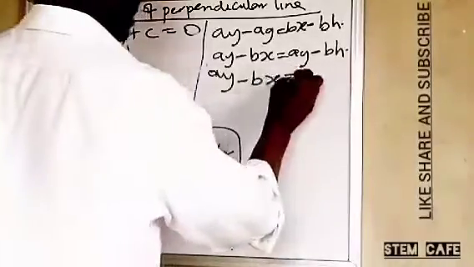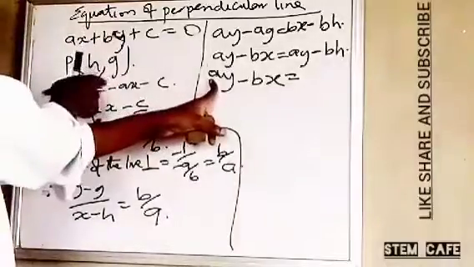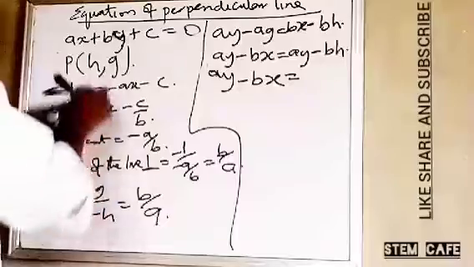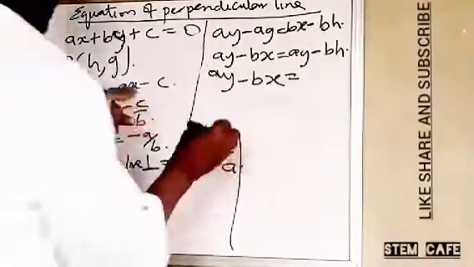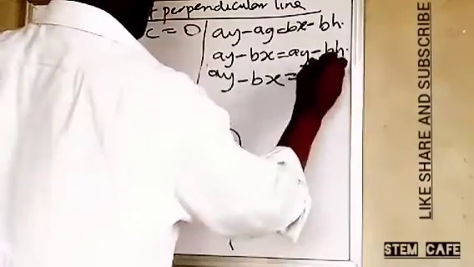It's going to give me, I will now use this a and b to multiply the coordinates of the point which it passes through. So I will now say ag − bh.